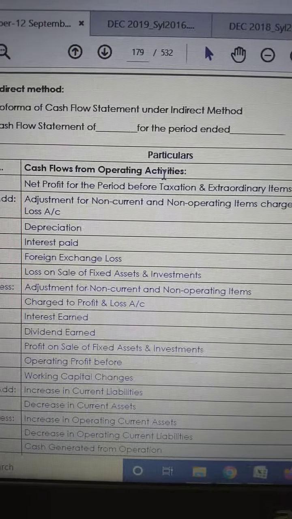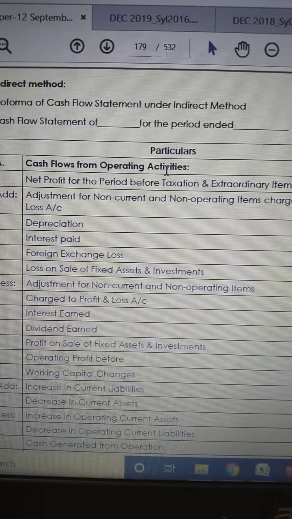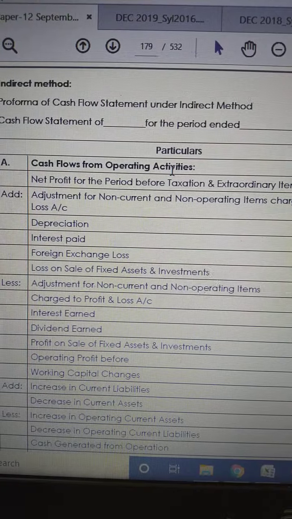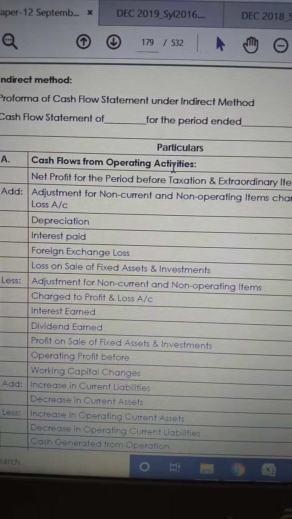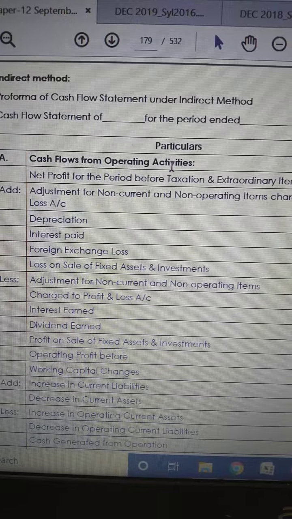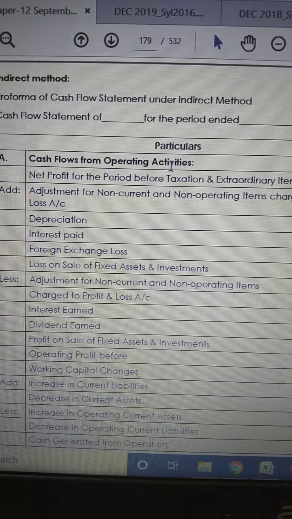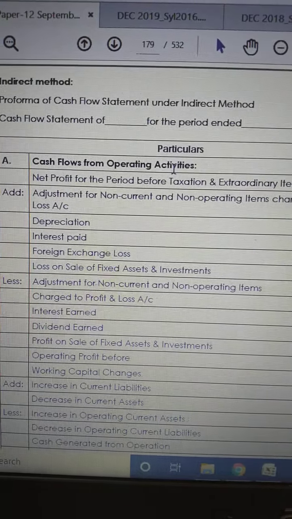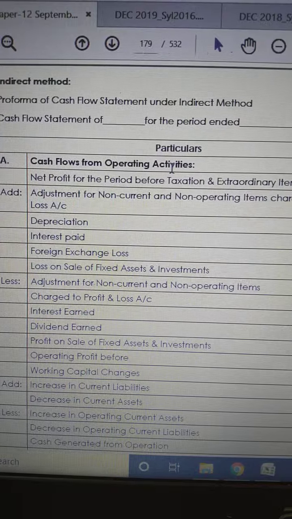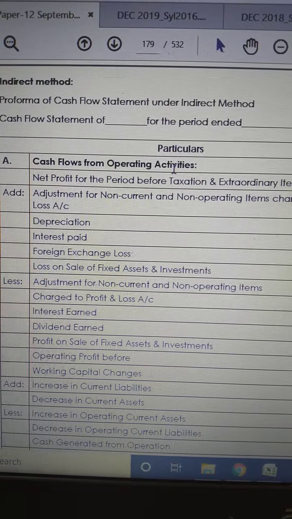Hello guys, so today we will discuss cash flow statement. This is in continuation of our previous class. As I requested all of you, please go through the format first. Please go through our previous video for understanding each and every item.